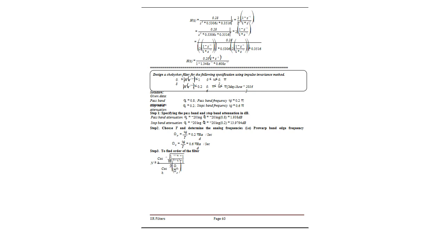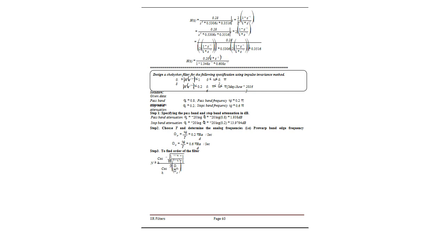First step, we have to find the passband and stopband attenuation in decibel format. For that we use the formulas alpha p equal to minus 20 log alpha p, and similarly for the stopband attenuation, alpha s. Then choose T and determine the analog frequencies, omega p and omega s, where omega p is equal to little omega p by T, and omega s is little omega s by T.